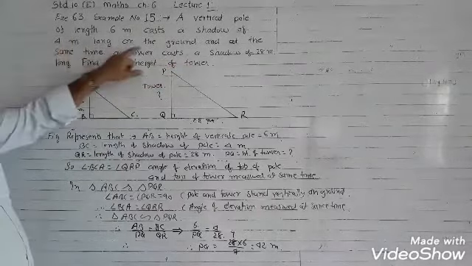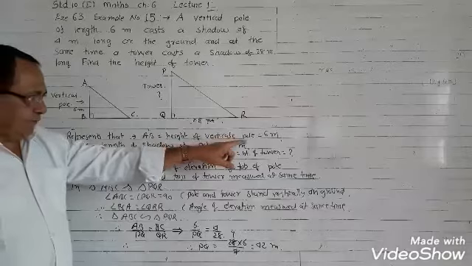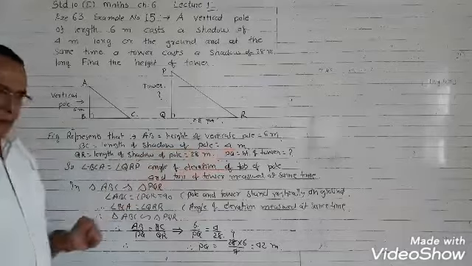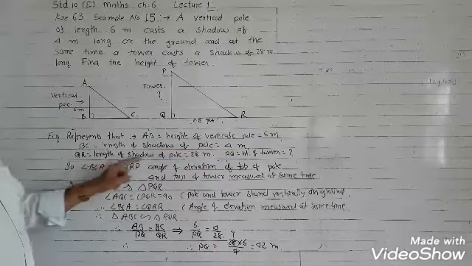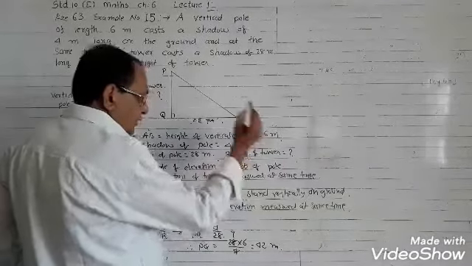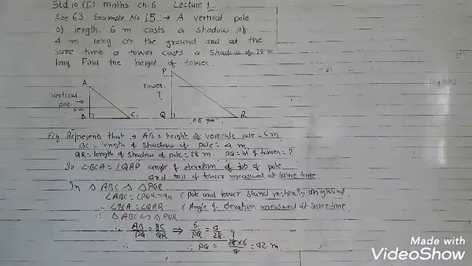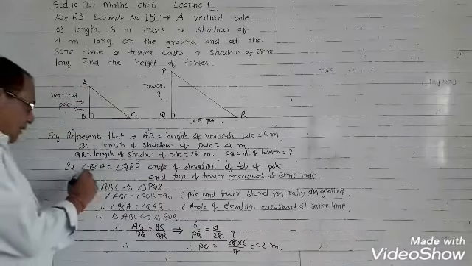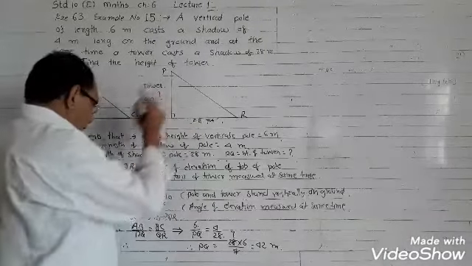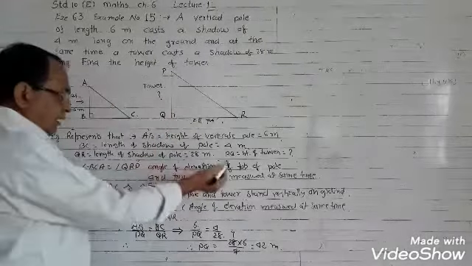The figure represents that AB, the height of the vertical pole, is 6 meters, given. BC, the length of the shadow of the pole, is 4 meters, given. QR, the length of the shadow of the tower, is equal to 28 meters. PQ is equal to the height of the tower that you want to find out. Angle BCA and angle QRP are the angles of elevation of the top of the pole and the top of the tower measured at the same time. Why are they the same?